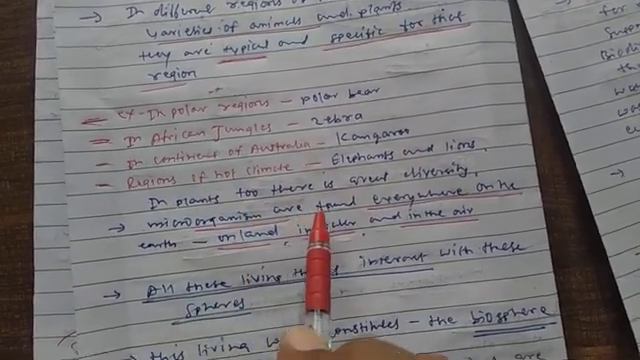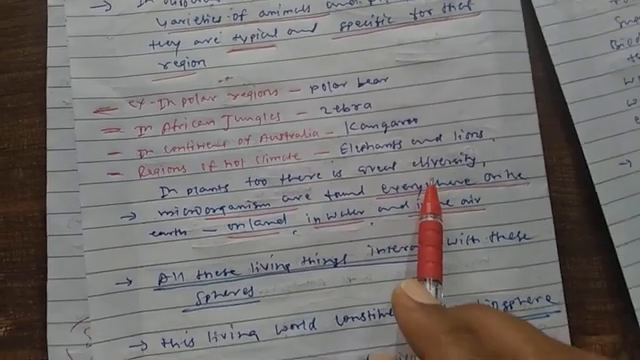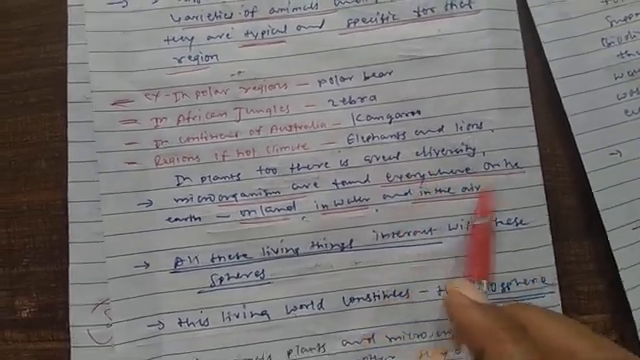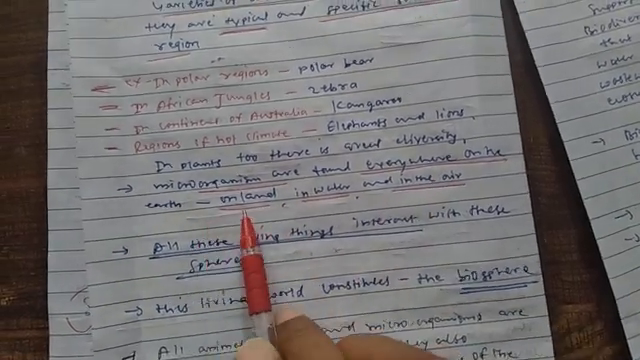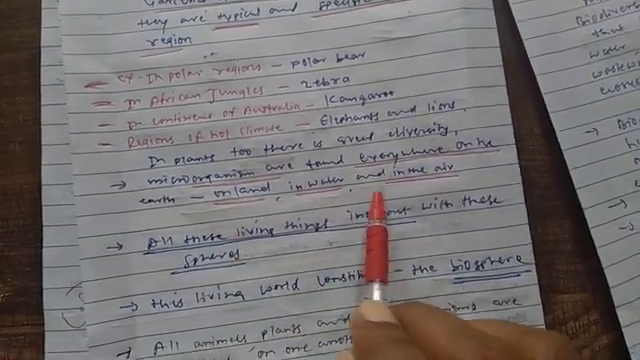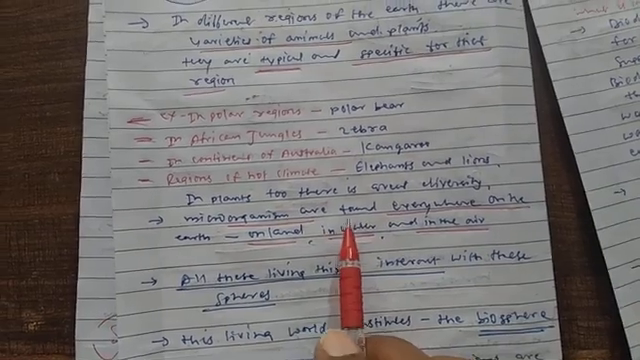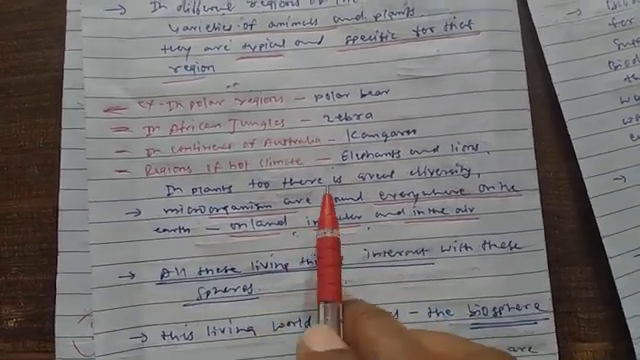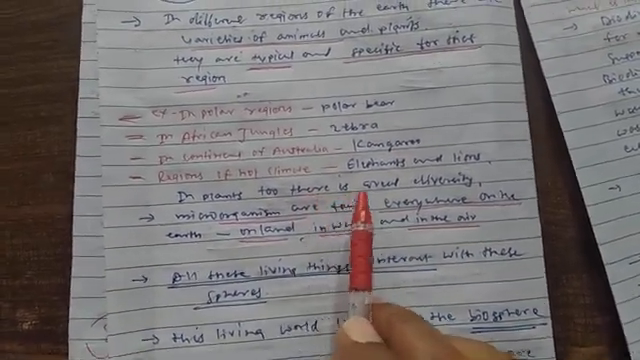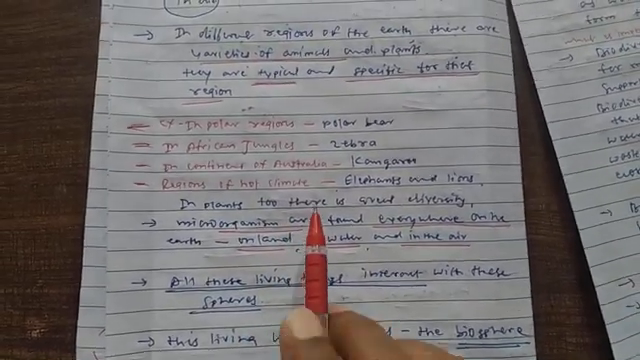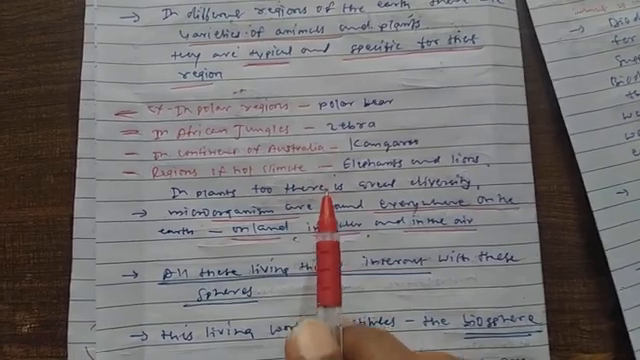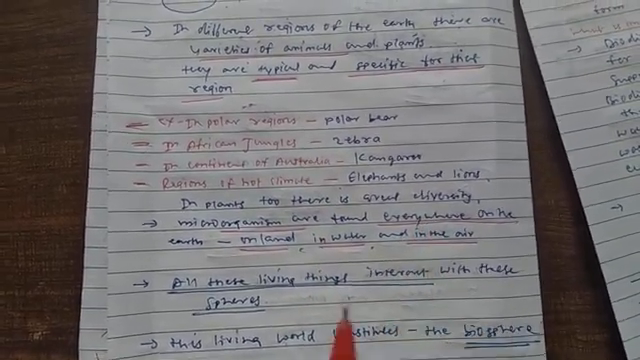In plants too, there is a great diversity. Diversity means what, I will explain that. Microorganisms are found everywhere on the earth, on land, in water, and in the air. In this way, we see different types of biosphere in different areas of the earth. Whatever the untoward condition, all these animals have adapted themselves, and that is called biodiversity.